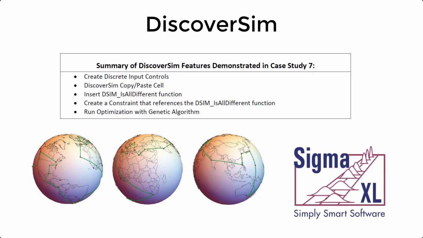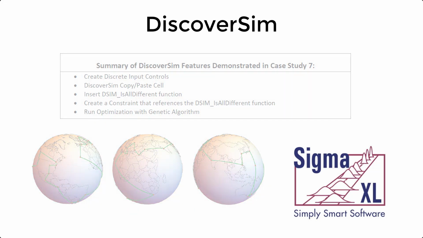The goal is to achieve the best known solution minimum of 503, or 50,300 miles. In DiscoverSim version 2.1, the genetic algorithm has improved handling of the DSIM is all different function, so we will use the genetic algorithm to solve this TSP problem. The DSIM is all different function will be used in a constraint in order to ensure that the only solutions considered are unique city sequences.